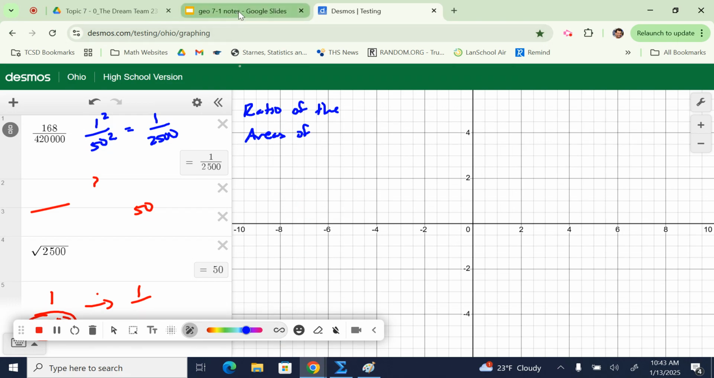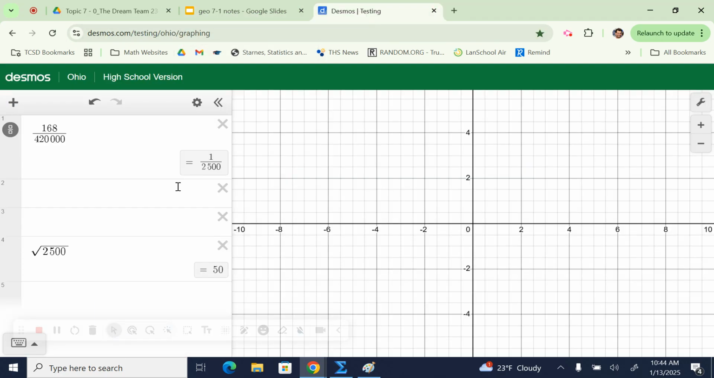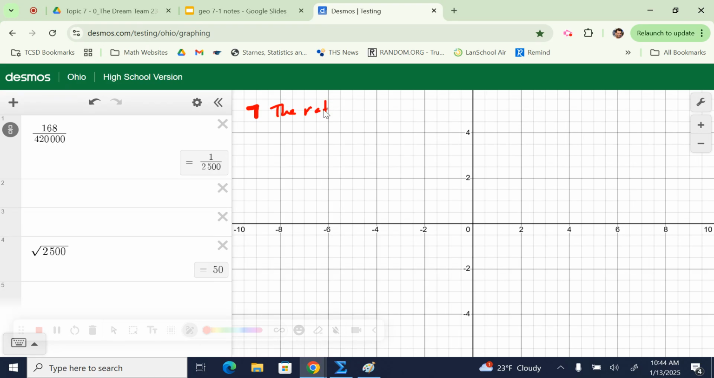Let me see if they use the word similar yet. Let me see real fast. I'll come right back. No, so they didn't. So we have to come back here. Okay, so the ratio of the areas is the scale factor squared.